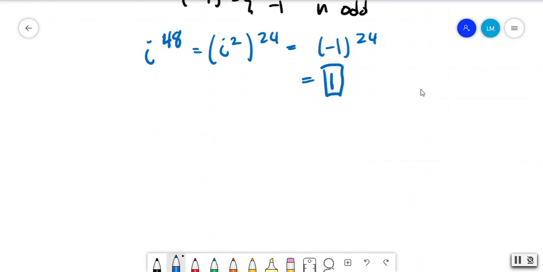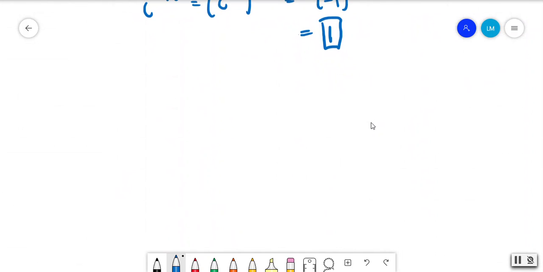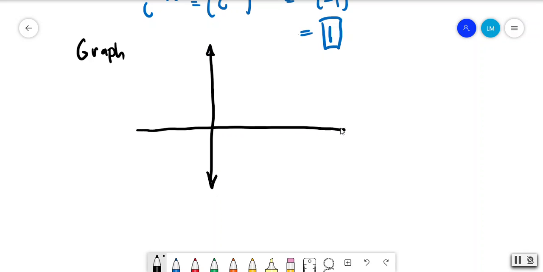Now, take a moment and probably pause the video, because what I'm going to look at now is complex numbers related to trigonometry. Whenever we look at the graph of a complex number, we have to assume that we have a set of two axes, one of which is real and the other which is not. So this is the imaginary, and this is the real.